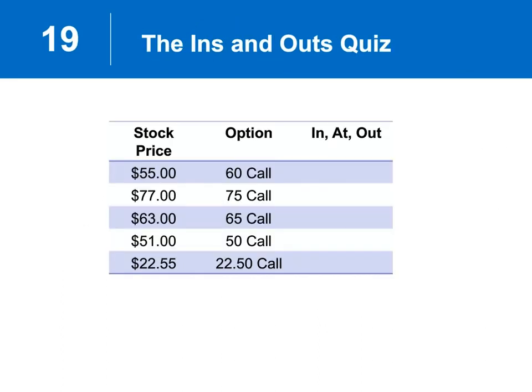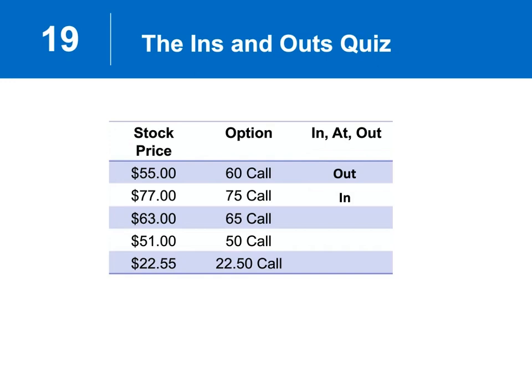So a quick quiz. Let's take a look at the stock price. We've got a $55 stock and a 60 call. Is that call in, at, or out of the money? Hopefully you said out of the money by $5. $77 stock price with a $75 call. In the money by 2. I hope that makes sense.